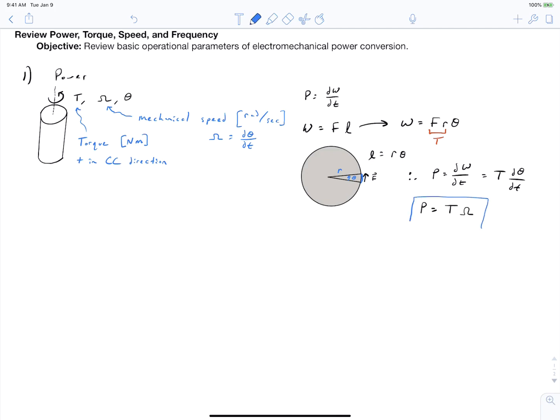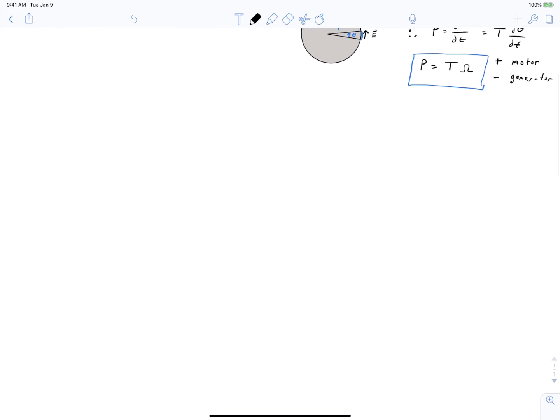This is hopefully something that you're already familiar with. For us, power is positive when we're behaving like a motor. That is, we're transferring energy from electricity into mechanical. Electric power to mechanical power is motor operation, and it's negative when we're converting from mechanical power to electric power. So positive power means that the torque and our rotational speed are in the same direction, whereas negative power, or generation, is when we're applying torque in the opposite direction to our mechanical speed.